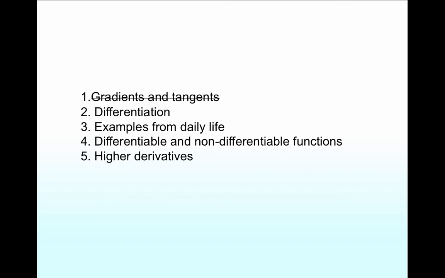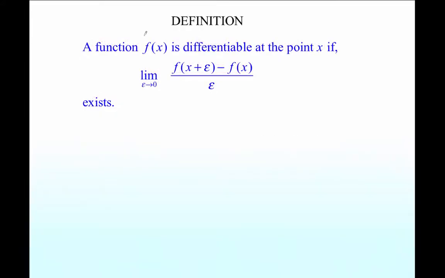Of course, pictures are very nice in explaining what a tangent is, but we need to have an algebraic definition of what the tangent is at a given point. So let's look at this definition. A function f of x is differentiable at the point x if the limit of f at the point x plus epsilon minus f at the point x divided by the distance between the 2 points, which is epsilon, exists. It's exactly what we've discussed earlier.